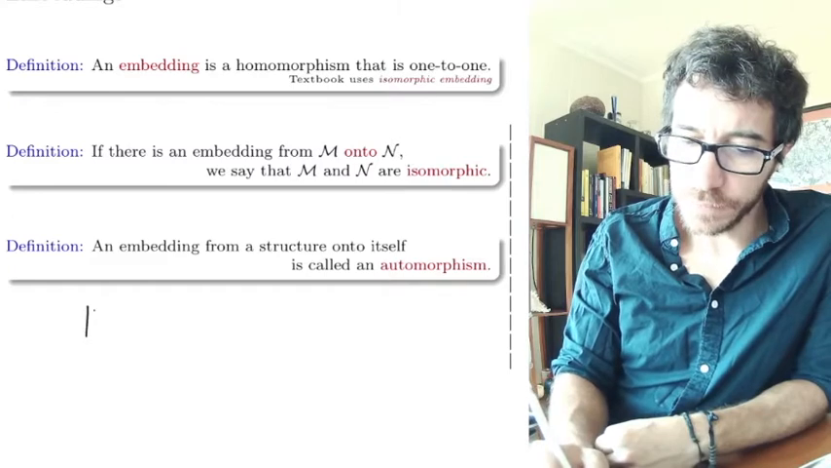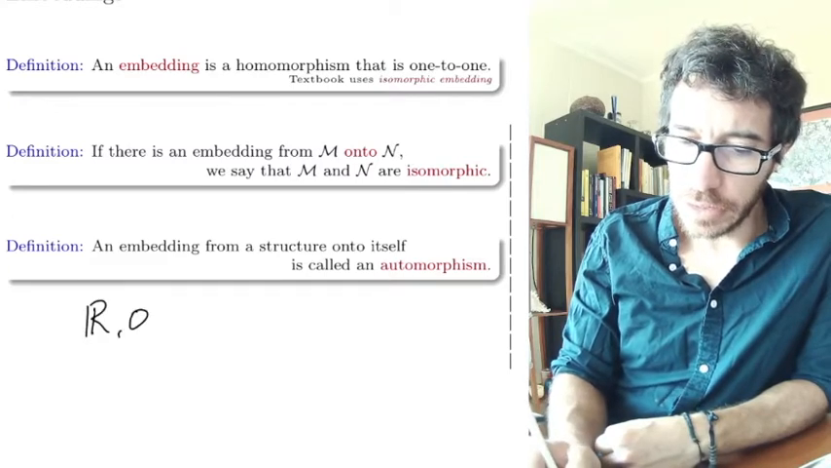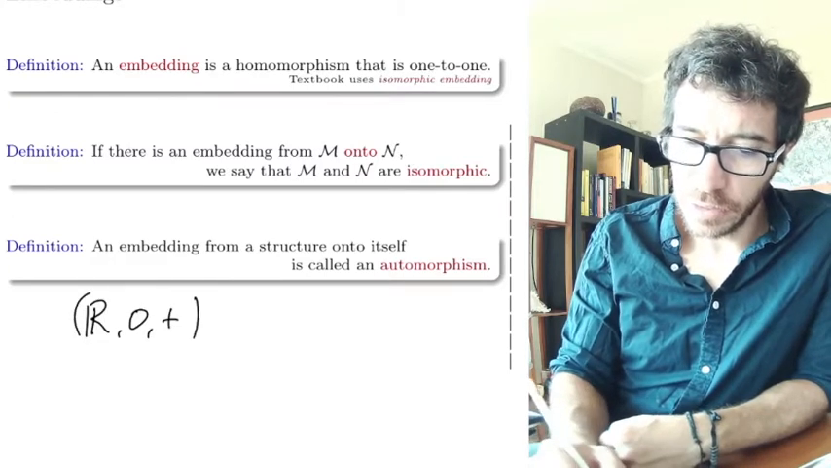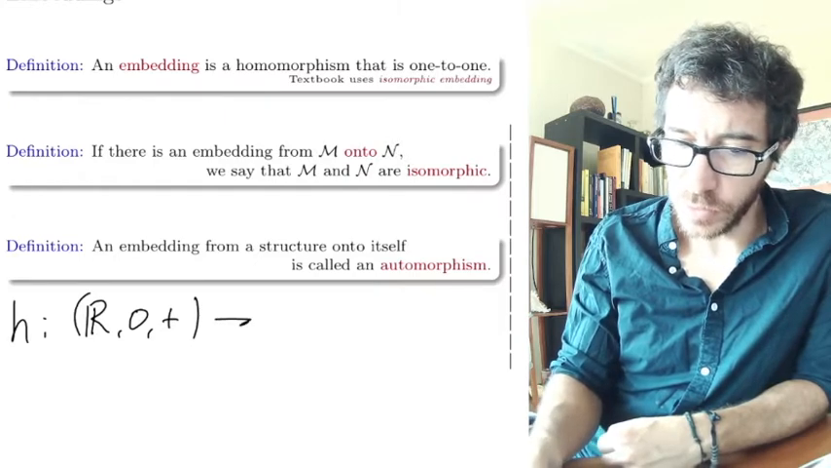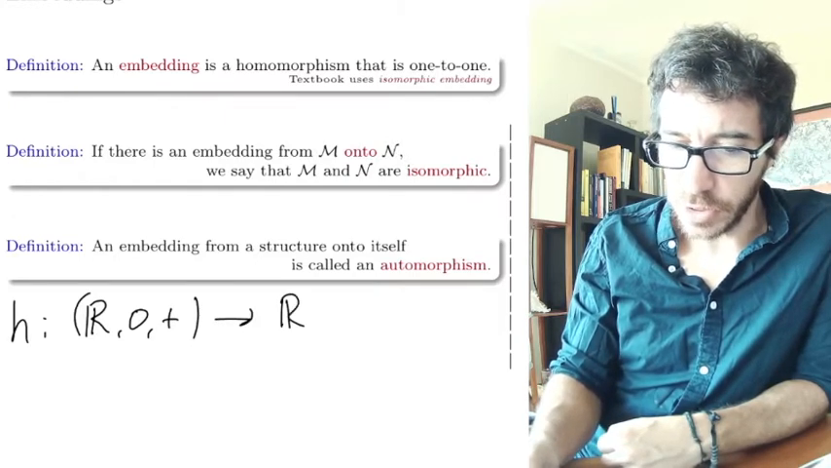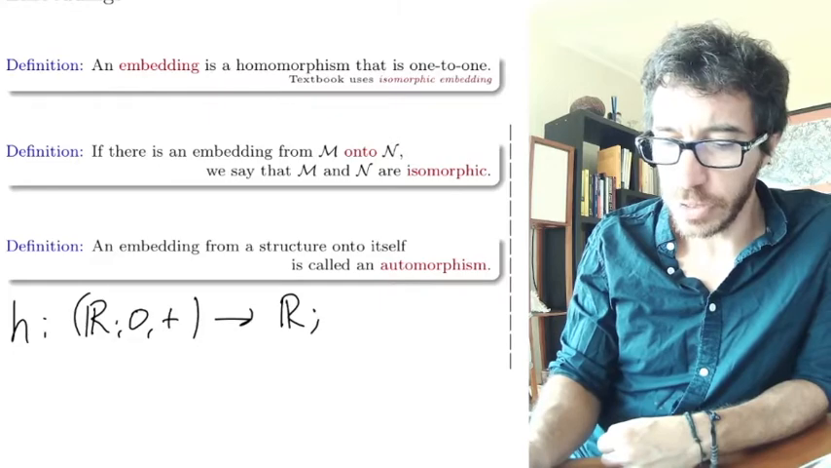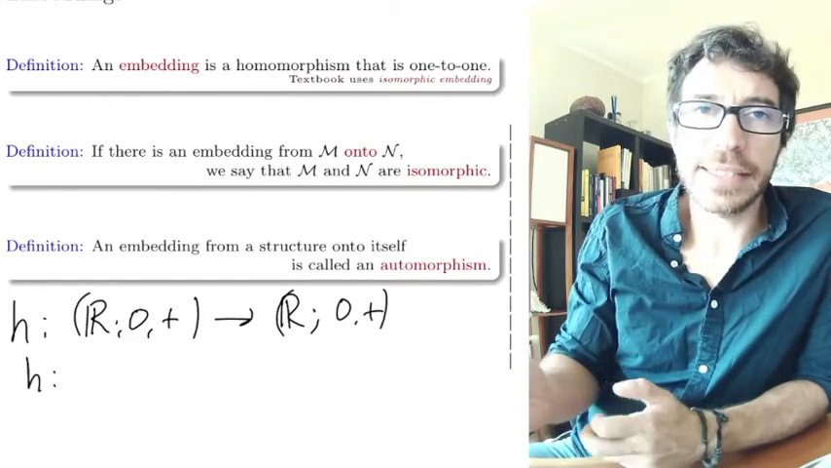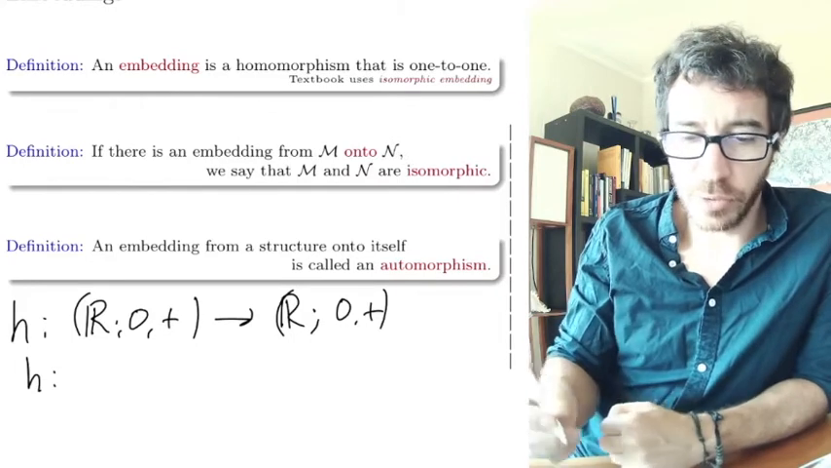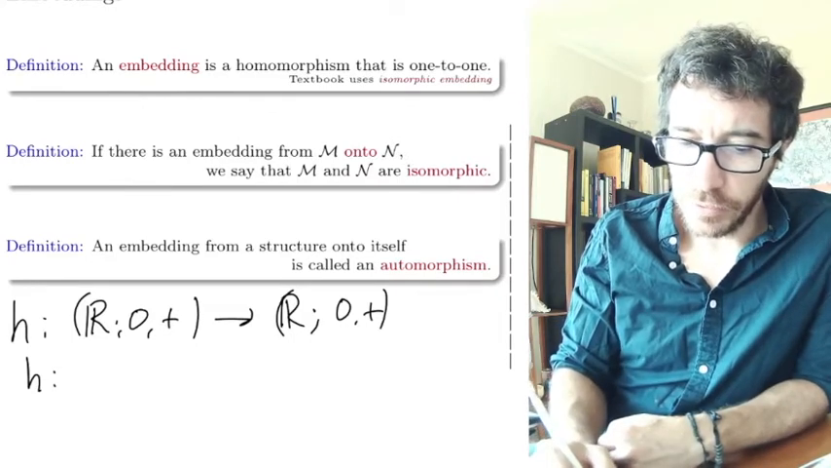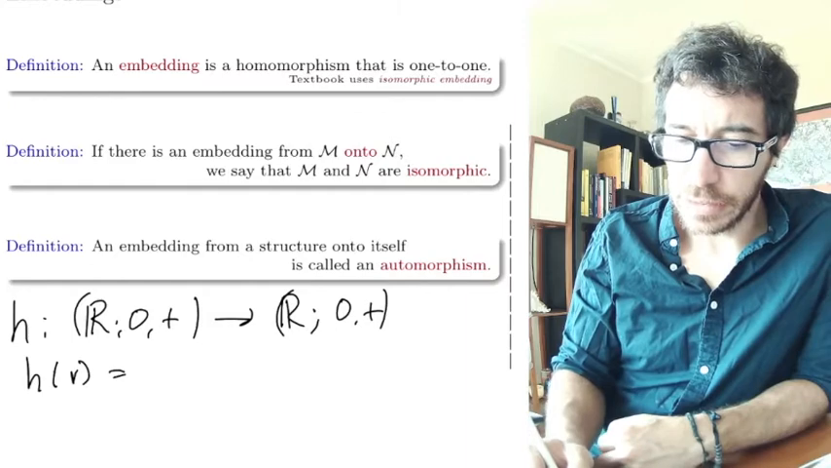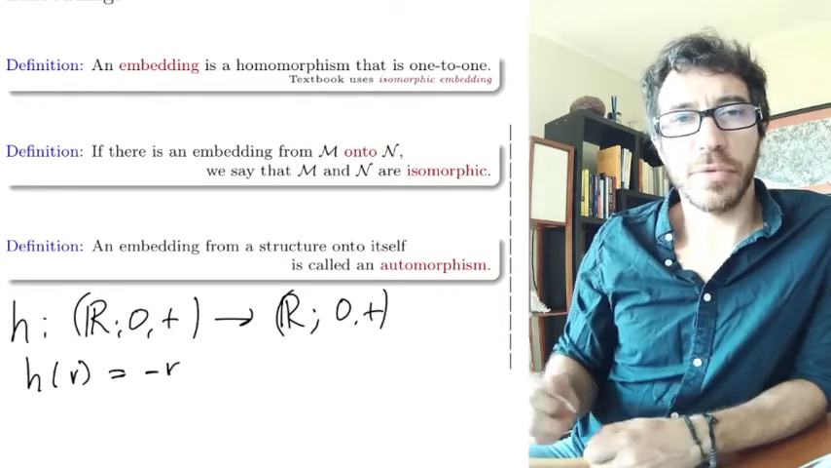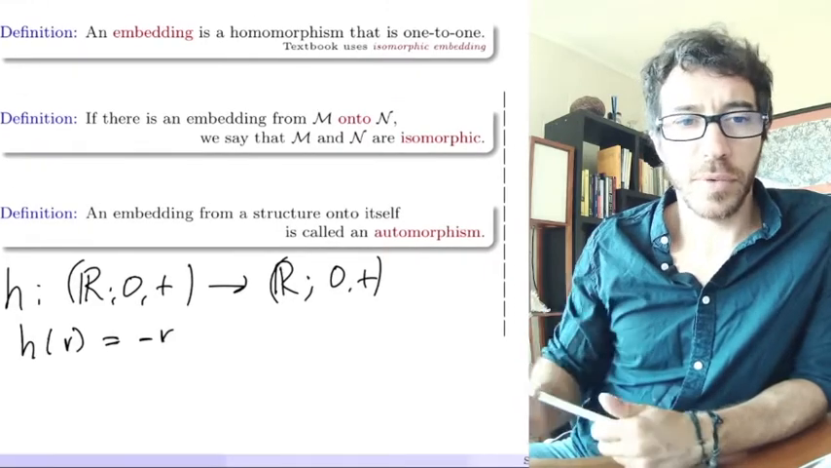So here is one. R, 0, plus, H goes to R, 0, plus. Same structure. In an automorphism we cannot change the structure, but the map is not going to be the identity. The identity is always an automorphism. Let's look at a more interesting one. If we apply to r, I want to get negative r. Is this an automorphism? Well, yes.